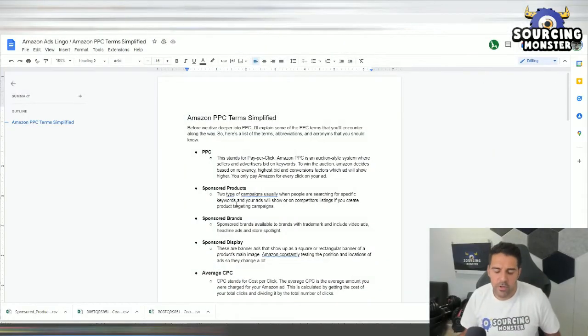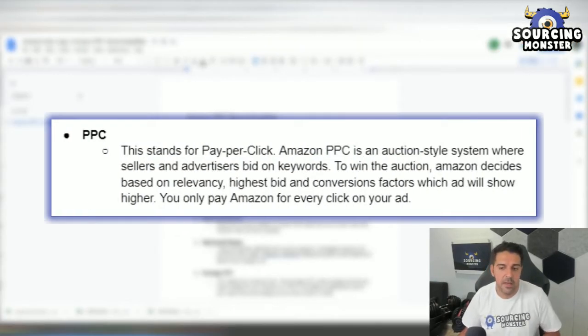Okay, so some of the terms are very obvious, some are more complicated, so it can help beginners and it can also help advanced sellers. So we'll start with the basic stuff of PPC. What is PPC? That stands for pay-per-click. Amazon PPC is an auction style system where sellers and advertisers bid on keywords. To win the auction, Amazon decides based on relevancy, highest bid, and conversion factors which ad will show higher. You only pay Amazon for every click your ad or listing got.